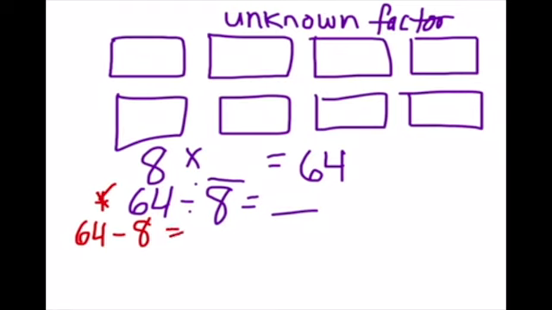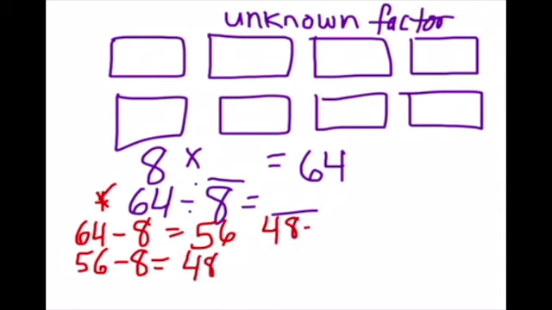So 64 minus 8, that's a lot like saying 64 minus 10, right? 64 minus 10 is 54, but I have to add 2 more because 8 is 2 away from 10. So 64 minus 10 is 54. 54 plus 2 is 56. 56 minus 8, okay? Same thing, is going to be 48.